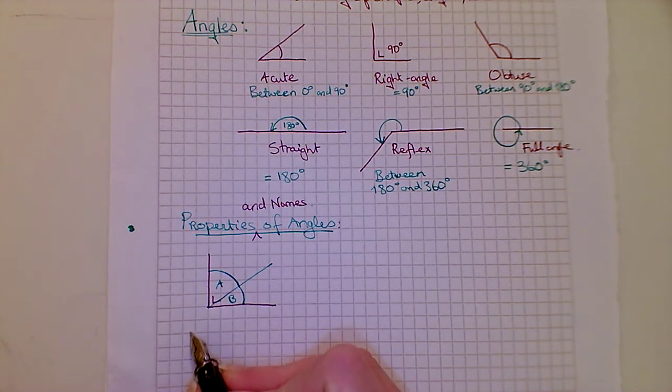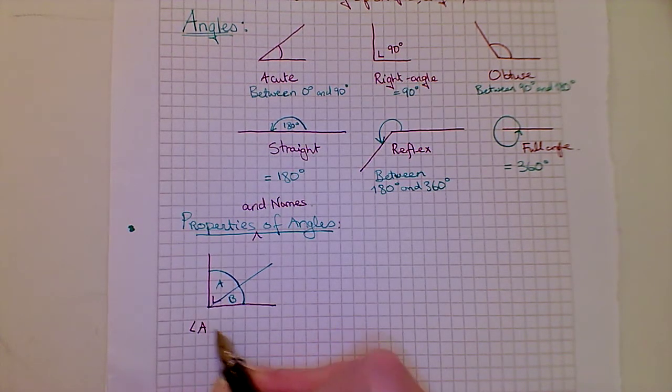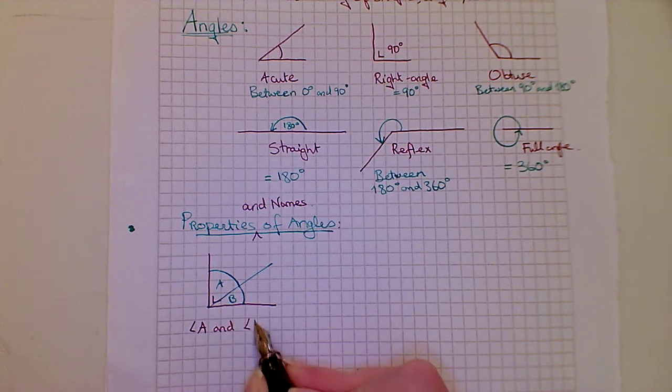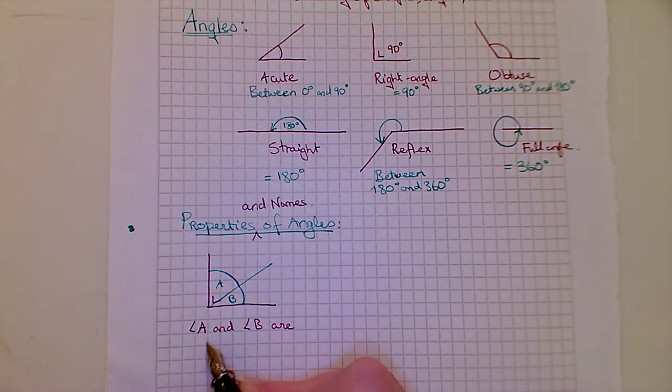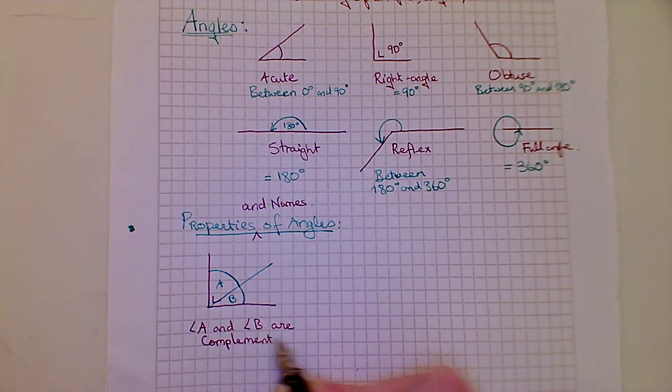So the angle A and the angle B, so remember our little angle symbol, it looks a bit like a less than symbol, but it's a bit flatter on the bottom. The angle A and the angle B are complementary angles. And you do need to know that definition. They're complementary angles because they add to 90 degrees.